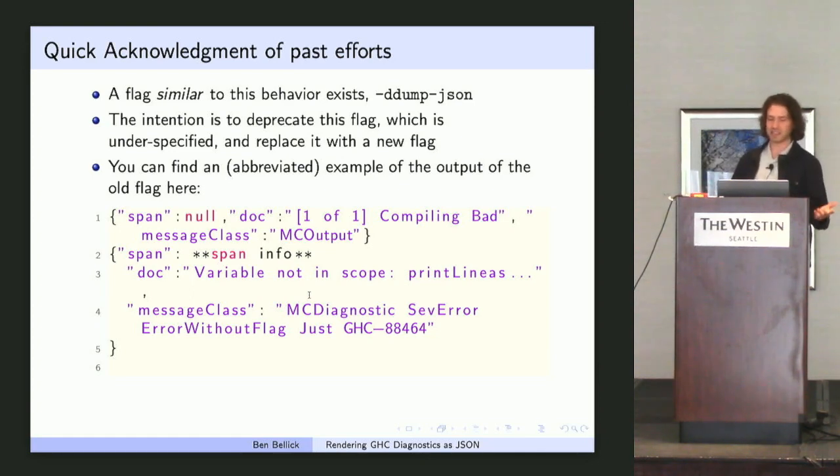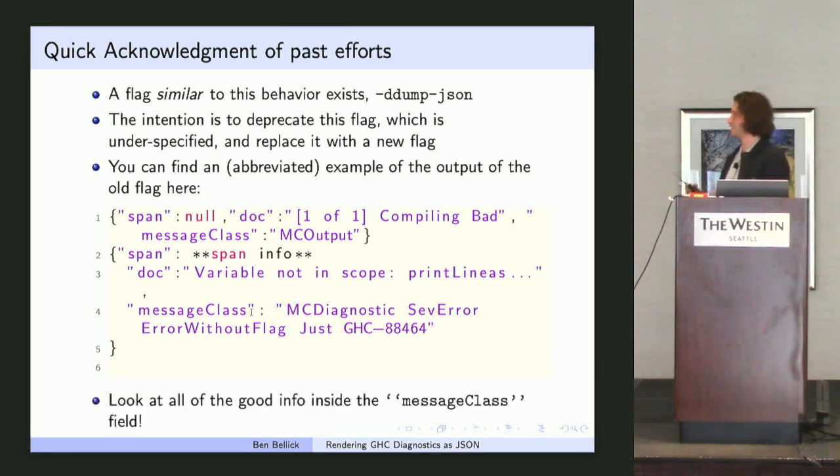Additionally, you can see that in the message class field right here, there's a ton of good information, right? It's got the error code, it's got the message class, it's got the severity of the error, and it also has this just parameter. What does that mean? I'm not sure. But the point is, if it's not obvious to me that's been working on this, it's definitely not obvious to someone who's been working on the code base trying to develop tools. So how can we make this info more easily grabbable, more obvious what it does?